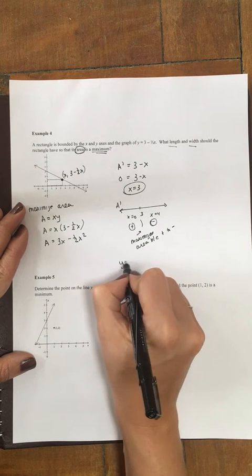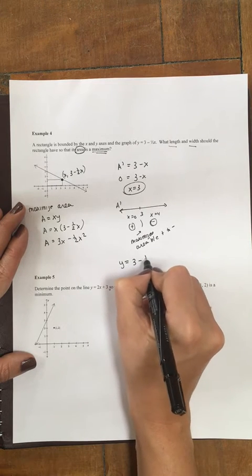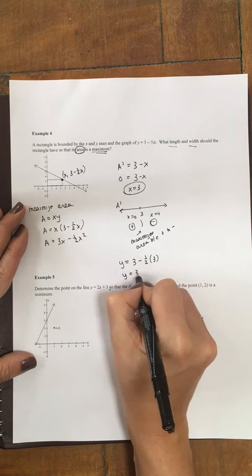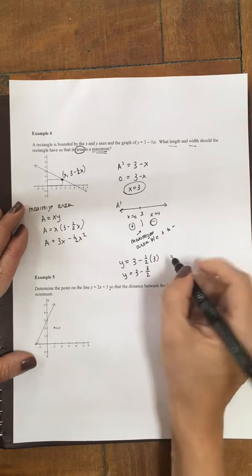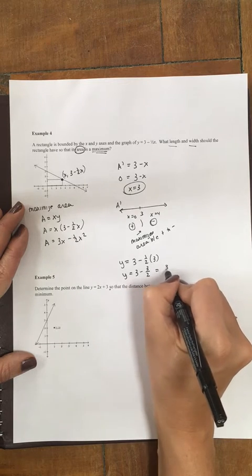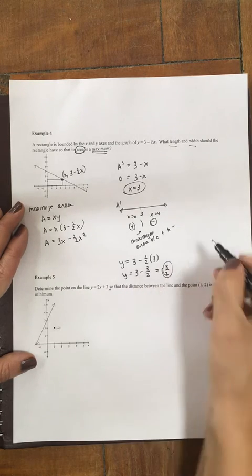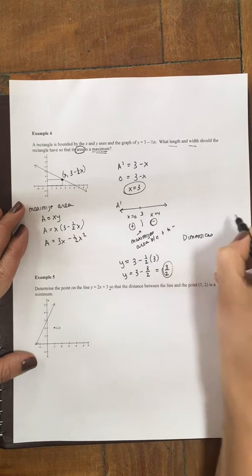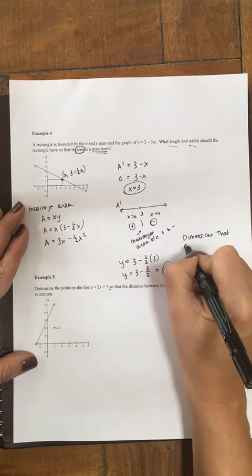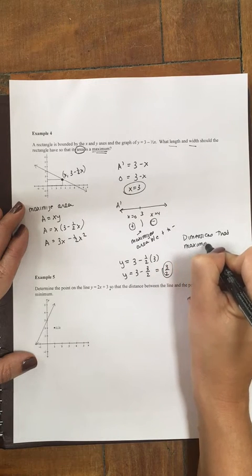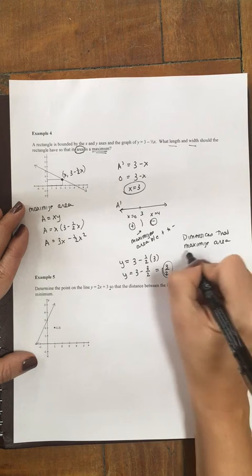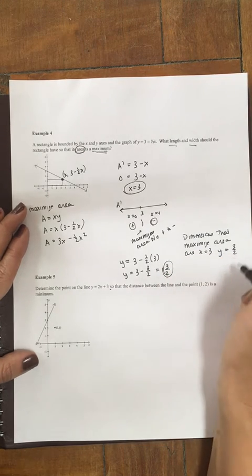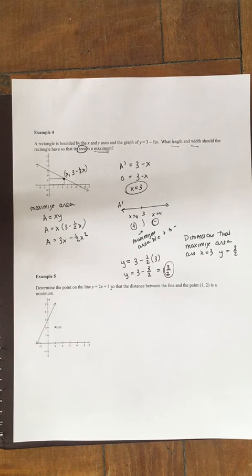So now we can find y. Y is equal to 3 minus 1/2 times 3. So y is equal to 3 minus 3 over 2, and that is equal to just 3 over 2. So to answer the question, dimensions that maximize area are x equals 3, y equals 3 over 2.